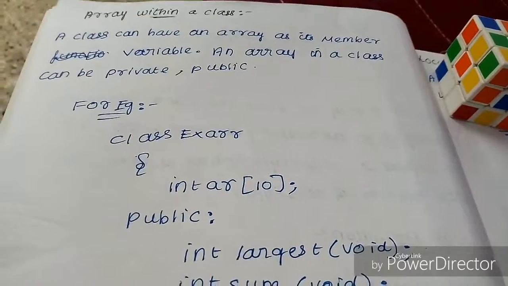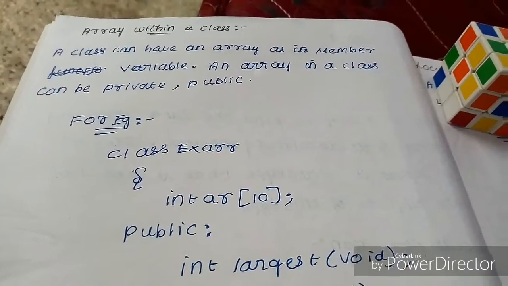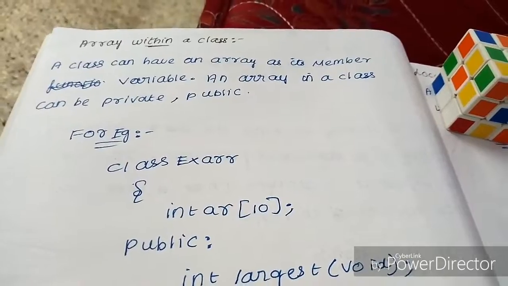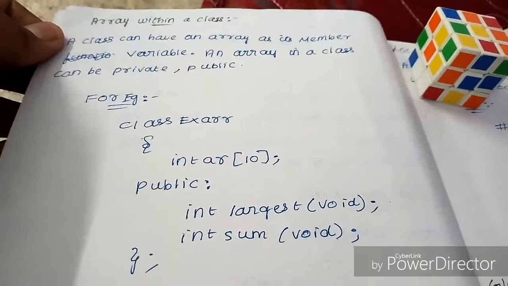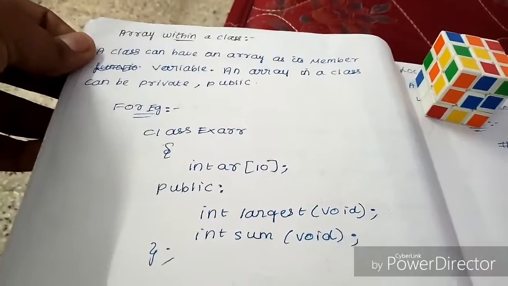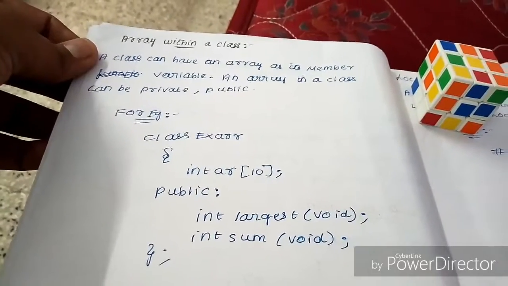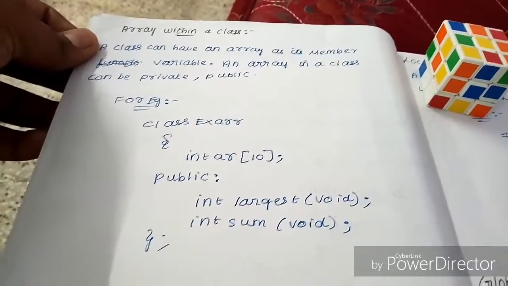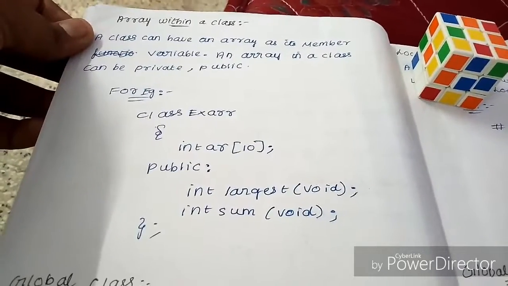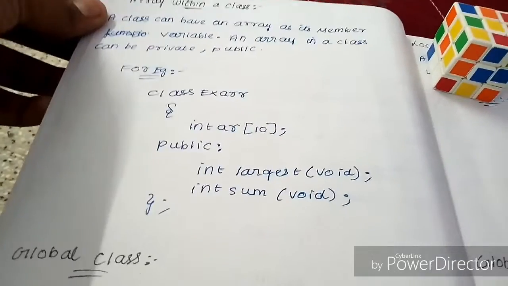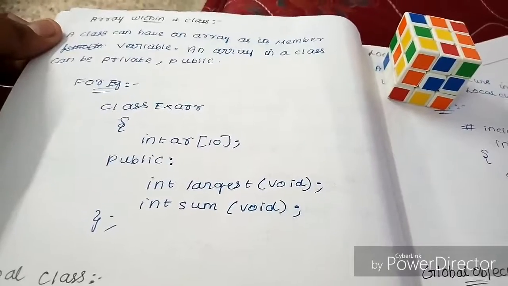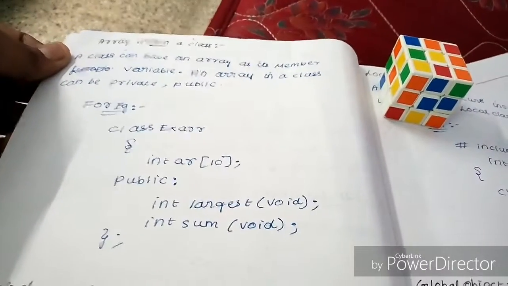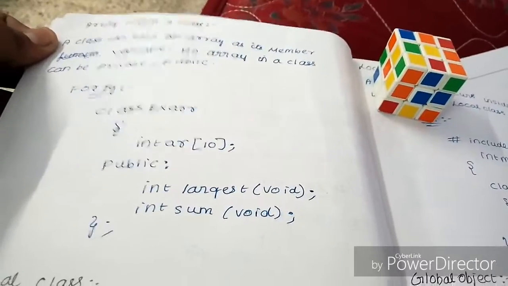Okay, now we are going to see about array within a class. A class can have an array as its member variable. An array in a class can be private or public. This means a class can have an array as its member variable. An array is a variable. If you initialize an array, there will be some space in the program allocated for an object. For example, class array, open, int array 10, and we are giving public mode, something like that.